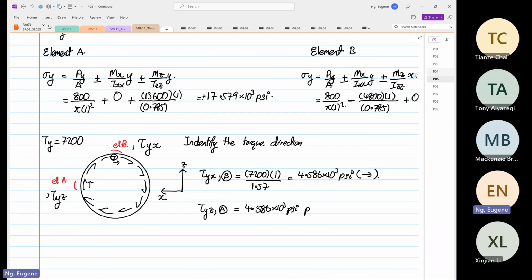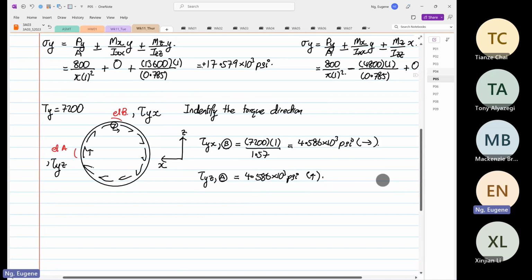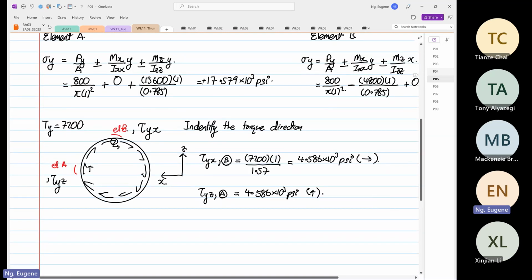psi, and then is going up. Okay. So those are our two values due to the shear. Okay. Then we are going to look at element A again.